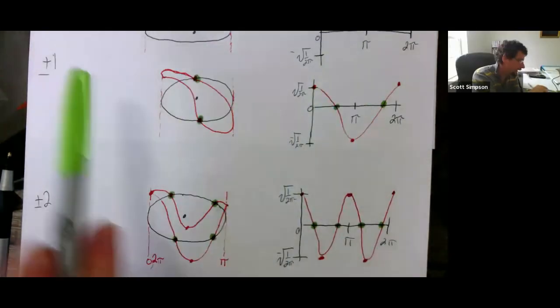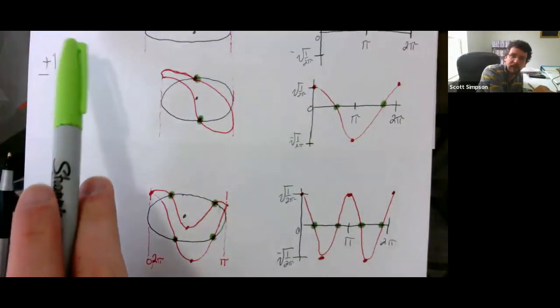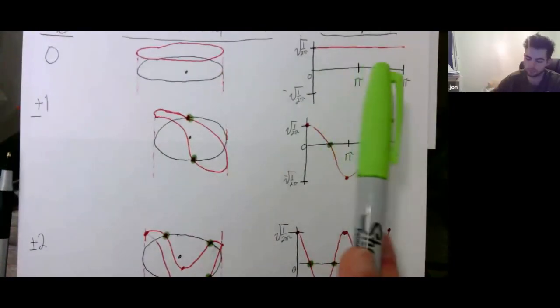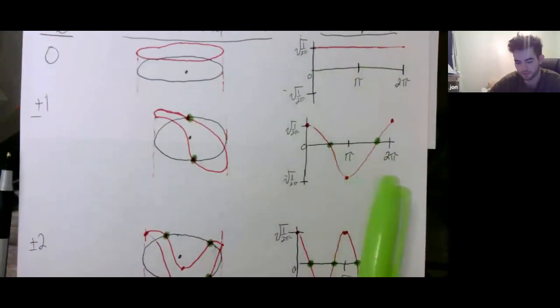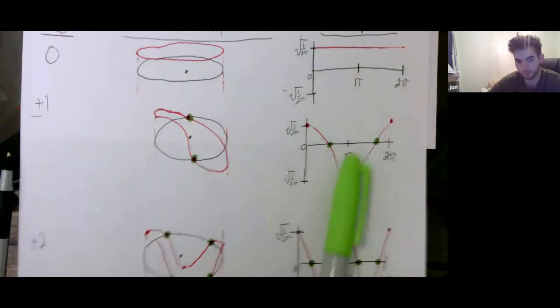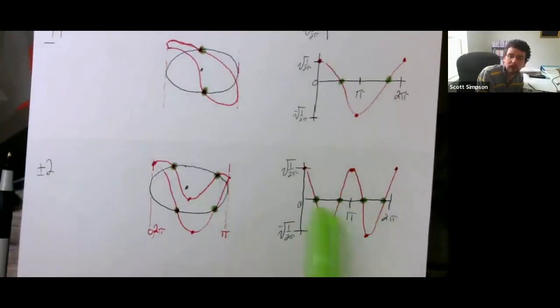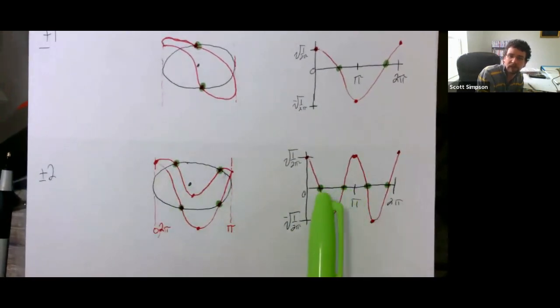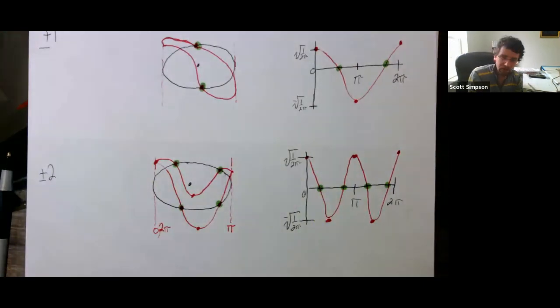So if you notice what's happening as we increase our ML value, how many nodes do we have in this one? 0. In this one? 2. What about this one, with ML plus or minus 2? 4. So every time we increase our ML value, we're increasing the number of nodes by 2. Okay. All right.